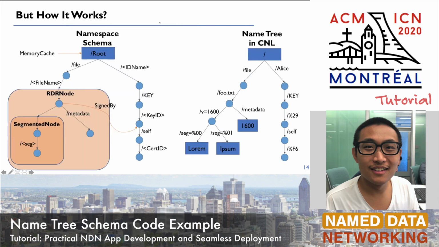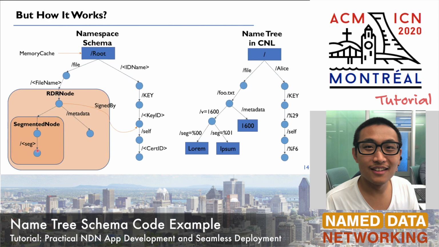But how does this thing work? So actually, our namespace schema looks like the tree on the left-hand side. So we use RDR node as a black box, but actually RDR node is composed of two nodes. One is the metadata data packet, which contains the latest version number of this file. And the second part is a segmented node, which handles the segmentation of this content. So a segmented node contains another node which has a segment number pattern.